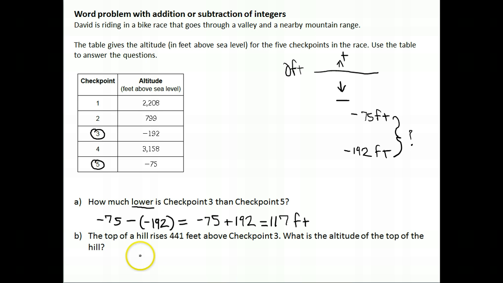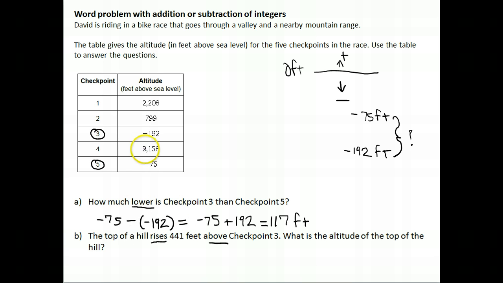The next question says, the top of a hill rises 441 feet above checkpoint 3. What is the altitude of the top of the hill? So, there's another keyword here. The top of a hill rises, or is 441 feet above. So that means we're going to add. So we need to see what the altitude at checkpoint 3 is, and then add 441 feet to it.